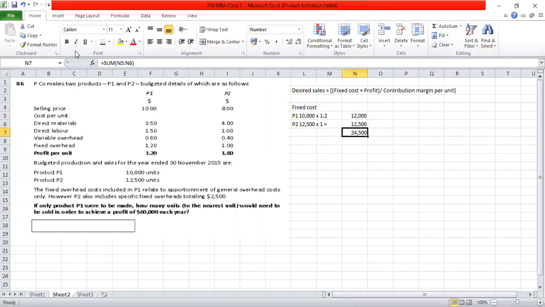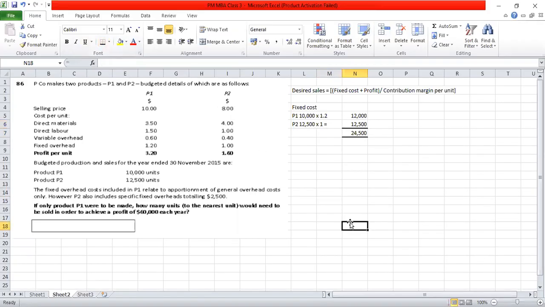This point is fine, but now P2 will not be produced. Does it mean the amount of 12,500 will not be incurred? It will continue to be incurred unless the amount is traceable fixed cost. So that is the point here. The total fixed cost is 24,500. Even if P2 is not produced, the fixed cost will continue to be incurred unless there is a component of traceable fixed cost.